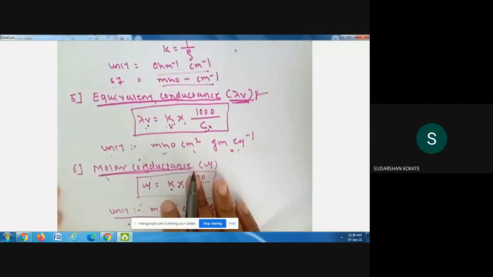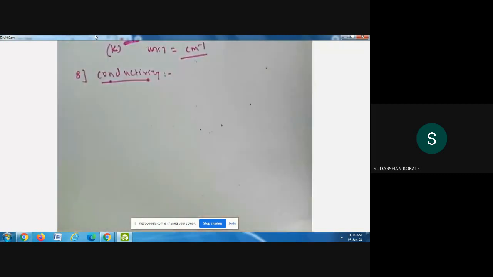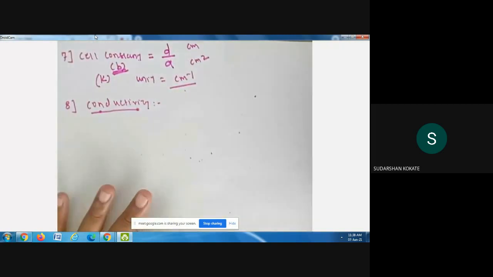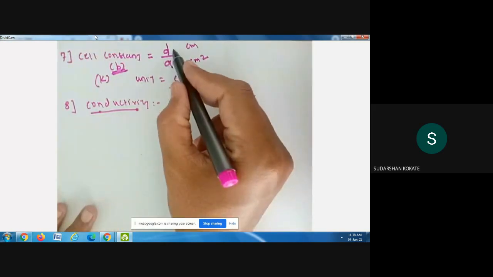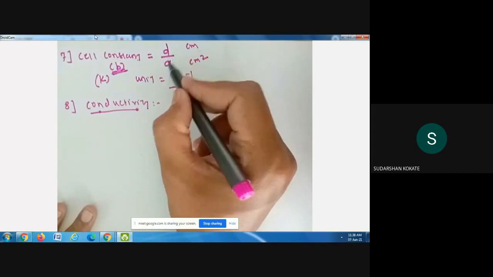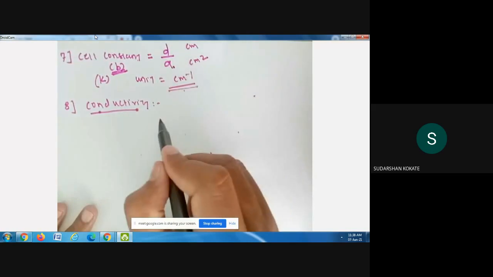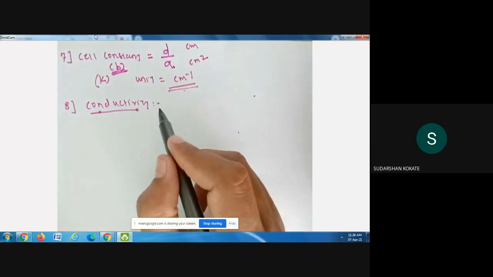Then the next term is your cell constant. Actually cell constant is the ratio d by a, right? D stands for the distance between the two large electrodes, and a stands for the cross-sectional area. Unit is centimeter inverse, right?